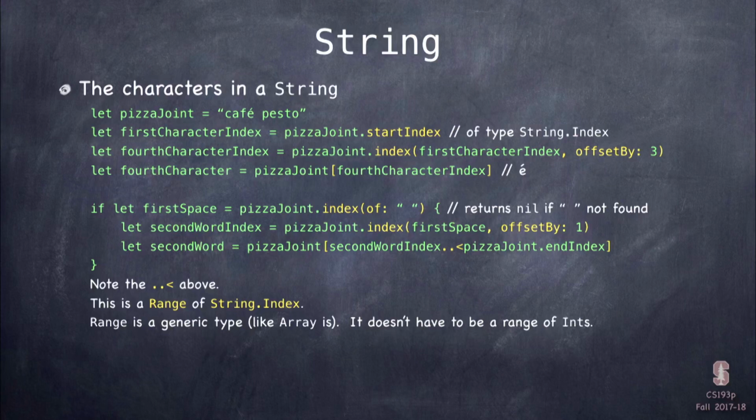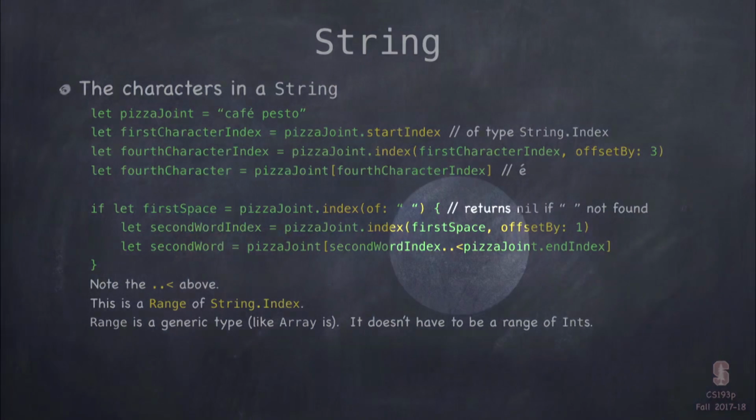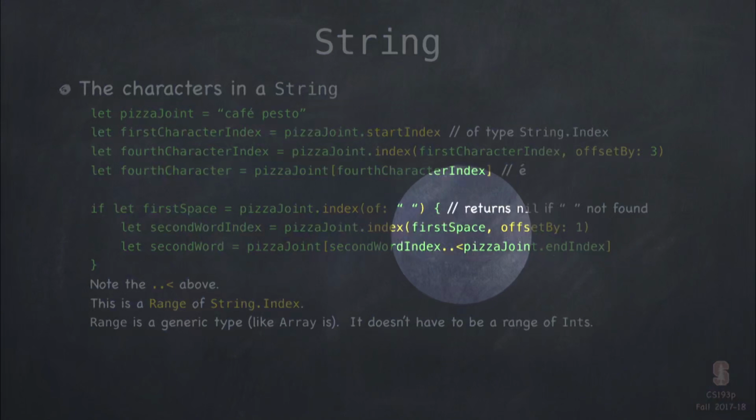Okay, and so we saw before we had a countable range of double precision floating points. Remember that at the beginning of the last lecture. So range is a generic type. Okay, so it is perfectly legal to use a range inside subscripting, and that's true anywhere there's subscripting of collections.